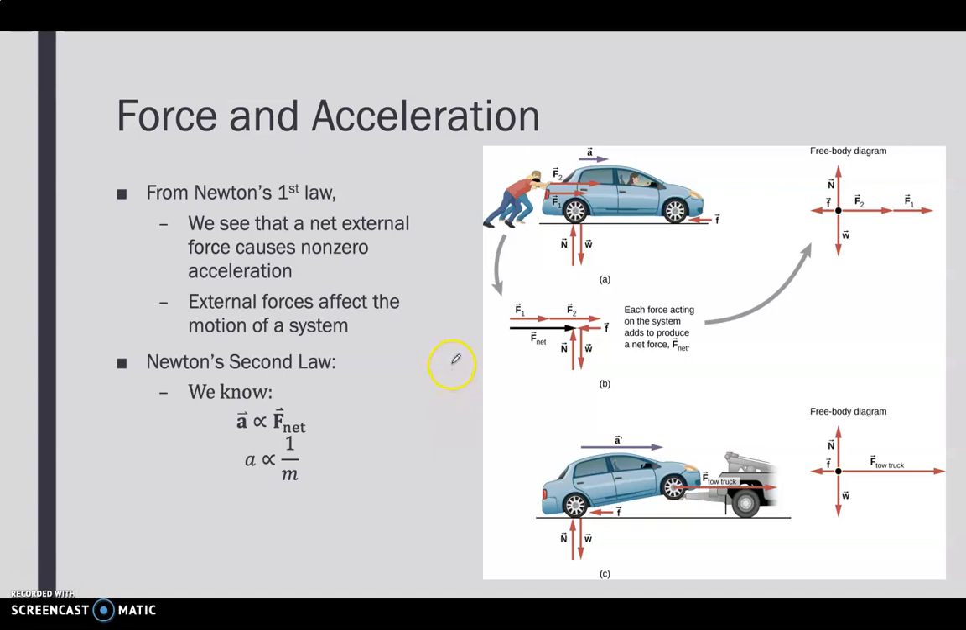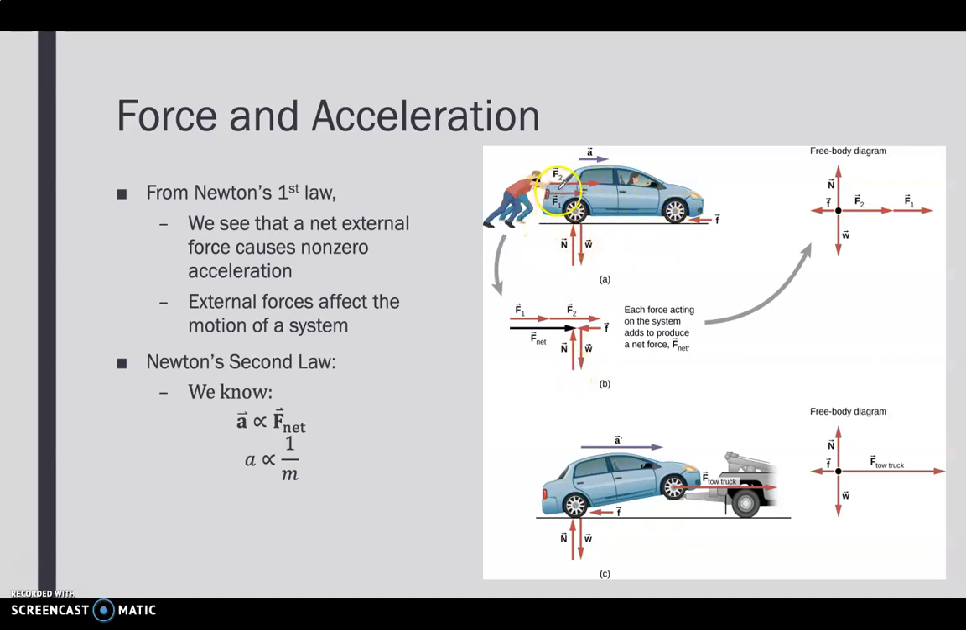All right, let's go ahead and continue where we left off in the last video, talking about force and acceleration. So I had mentioned what we know from the first law and trying to get to the second law of Newton's laws. And I wanted to talk about this diagram real quick.